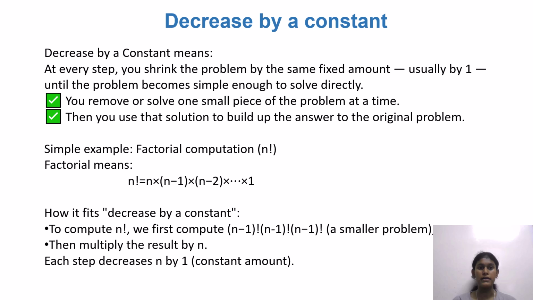Decrease by a constant. Decrease by a constant means at every step you shrink the problem by the same fixed amount, usually by 1, until the problem becomes simple enough to solve directly. You remove or solve one small piece of the problem at a time. Then you use the solution to build up the answer to the original problem. A simple example is factorial computation. To compute n factorial, we first compute n minus 1 factorial and then multiply the result by n. Each step decreases n by 1.